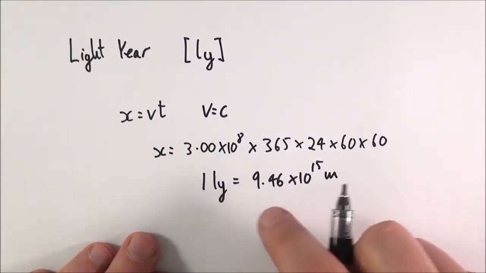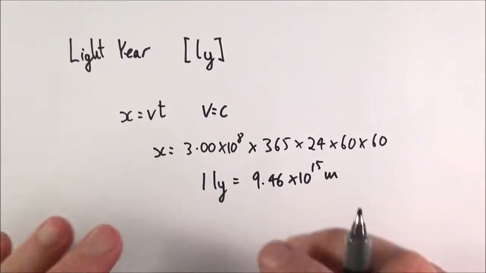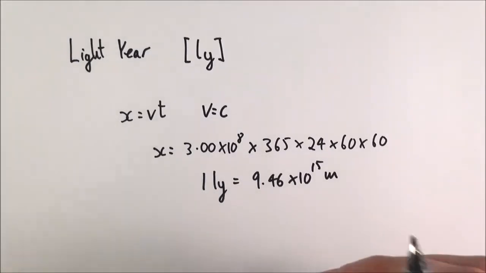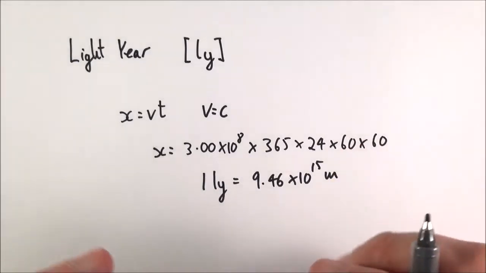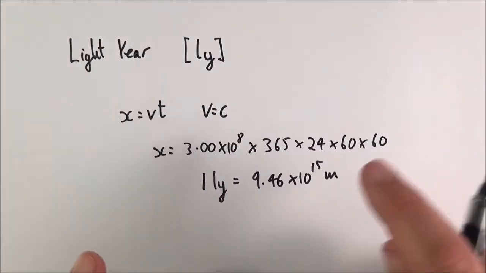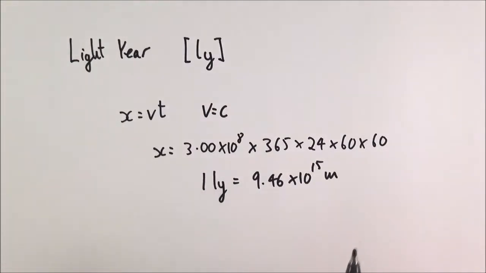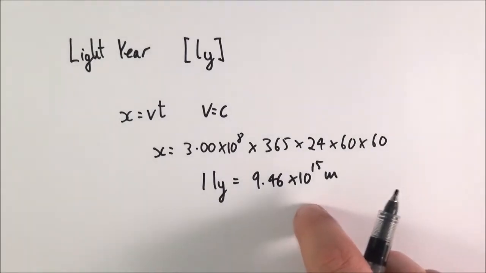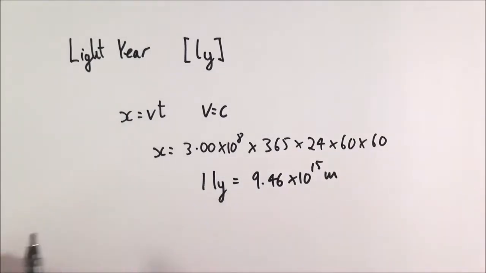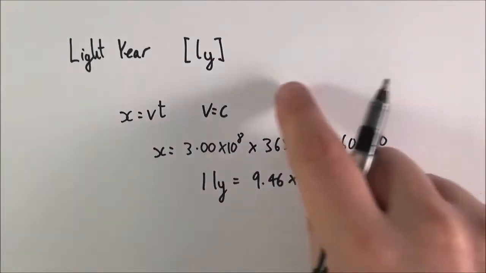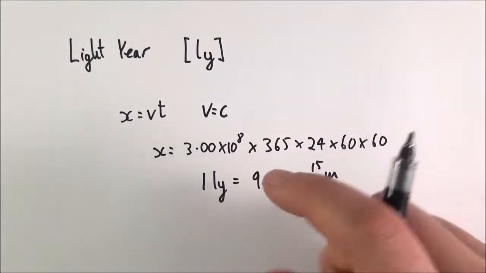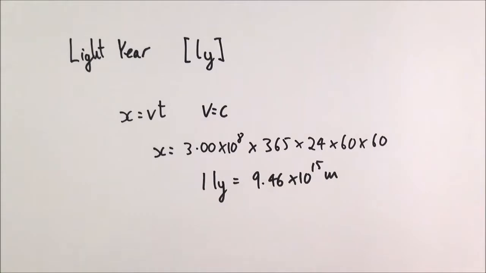Now that is a pretty big distance. But space is a pretty big place. For example, our galaxy, the Milky Way, has a diameter of about 100,000 light years. So even though light and photons will go very, very quickly, they still take a huge amount of time to move all the way through space. So this is a really useful way of looking at very, very distant objects.